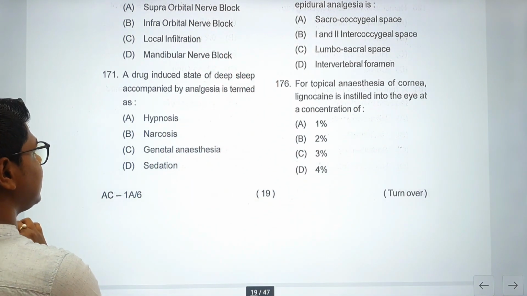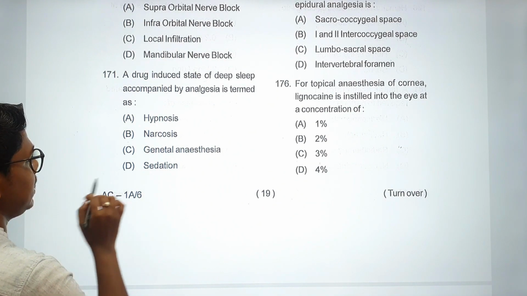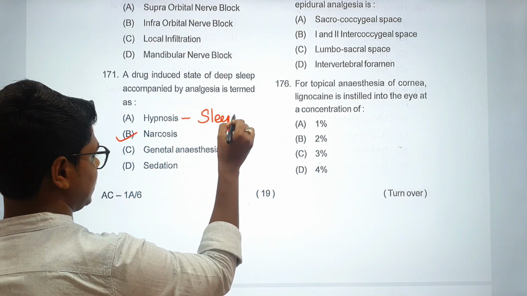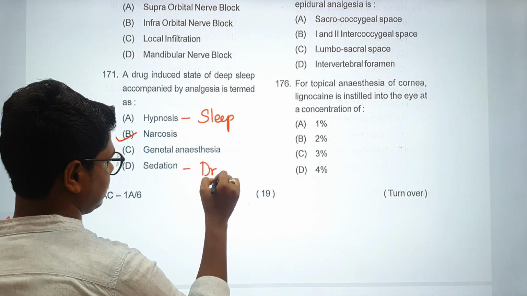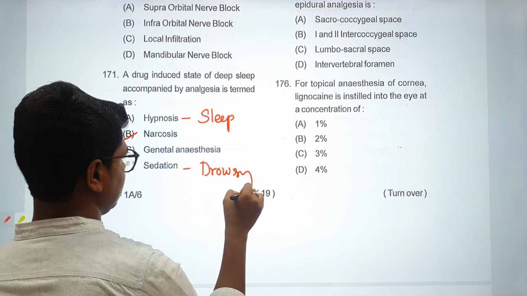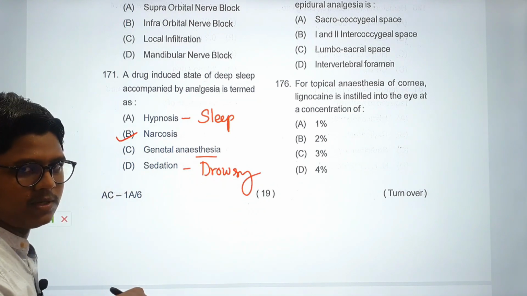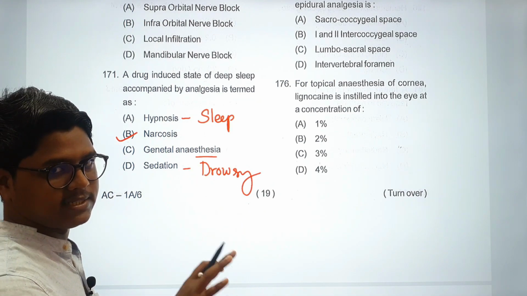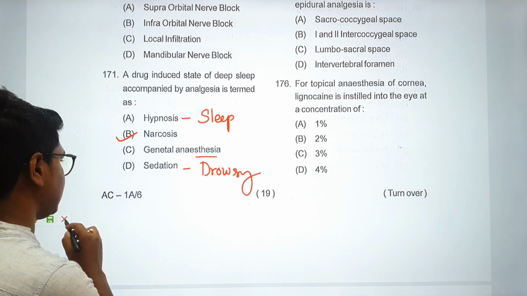A drug in the state of deep sleep. Deep sleep is narcosis, hypnosis is only sleep, sedation is drowsy. Okay, general anesthesia: there will be reversible depression of CNS along with analgesia and muscle relaxation. That is general anesthesia.